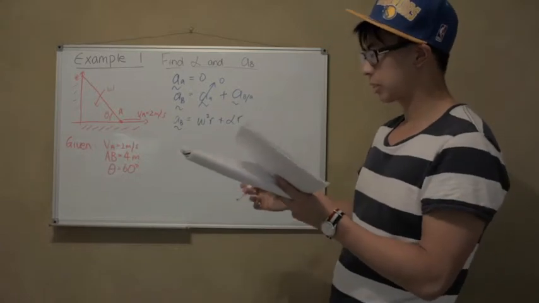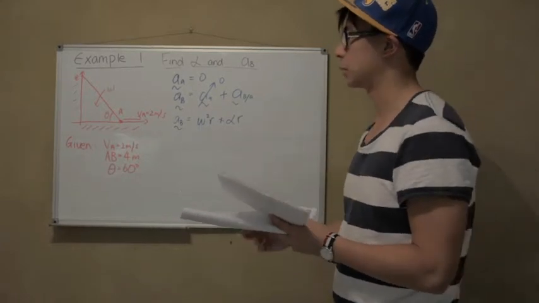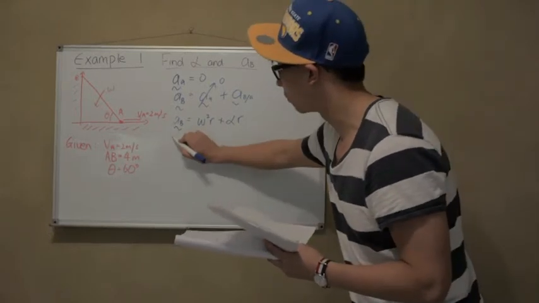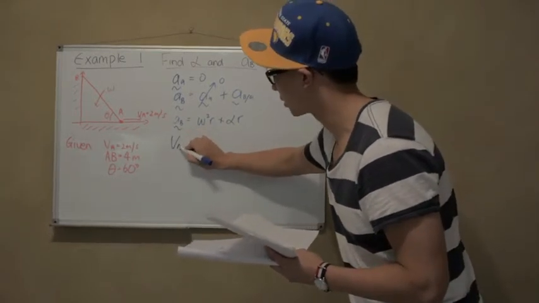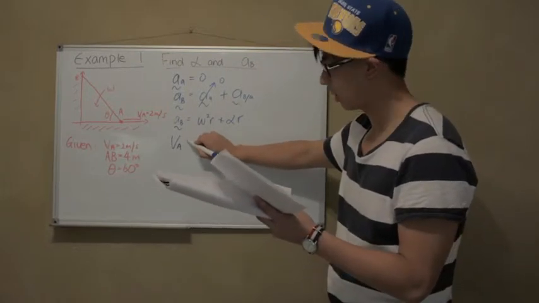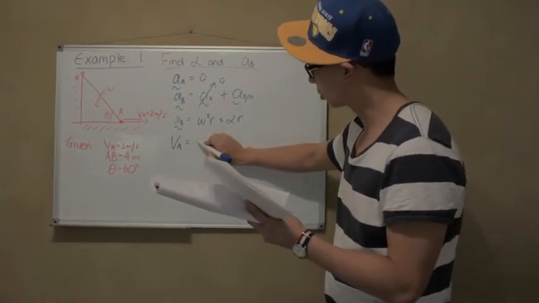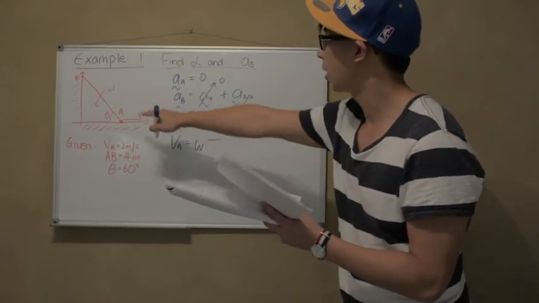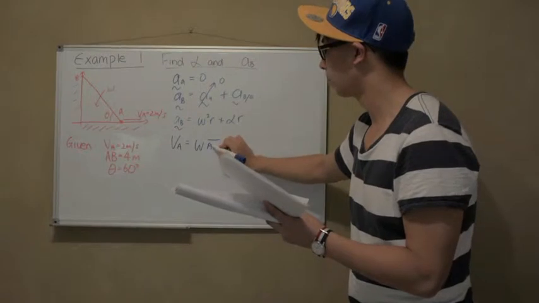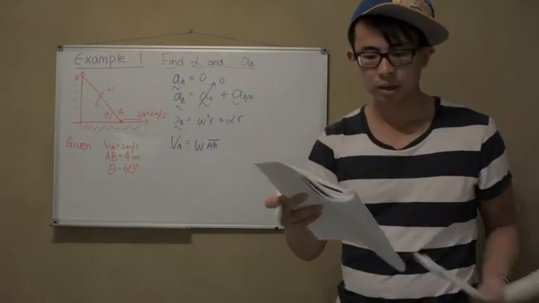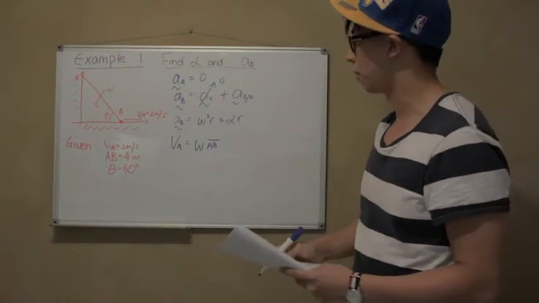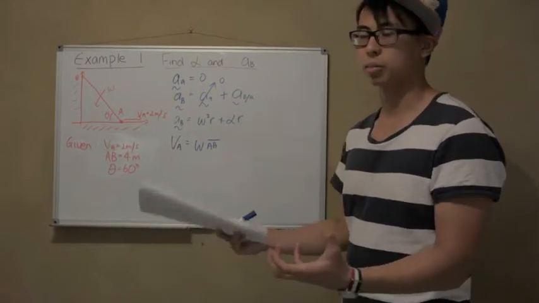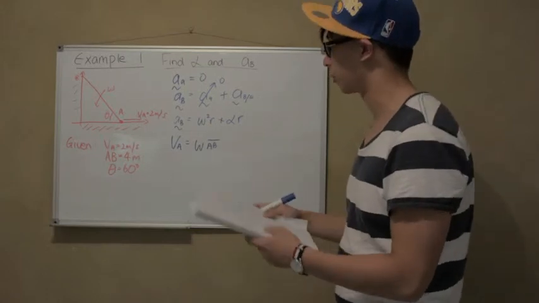Now we're very interested to find out what omega is because we haven't actually found it out yet, and we can do this through our velocity analysis. So we know that velocity at point A is equal to omega times the distance AB. To do this, I like drawing vector diagrams. You can do it a number of different ways, but I'll show you how to do it through vector diagrams.